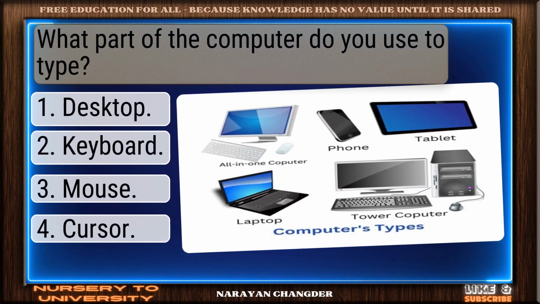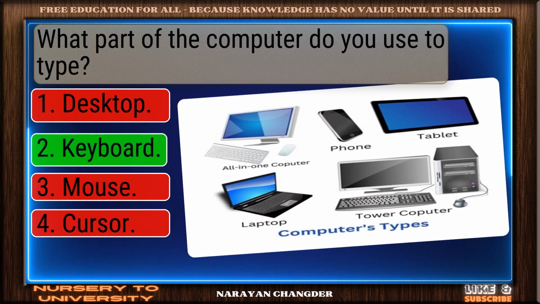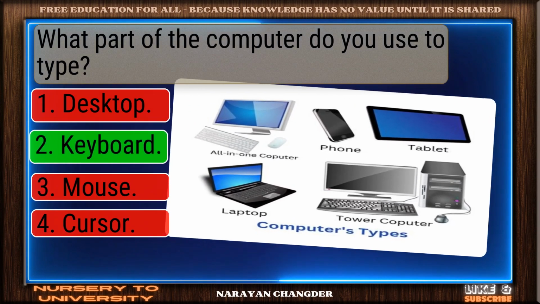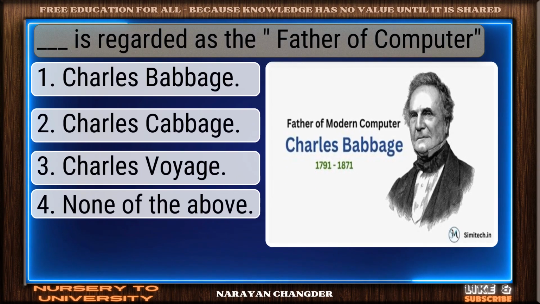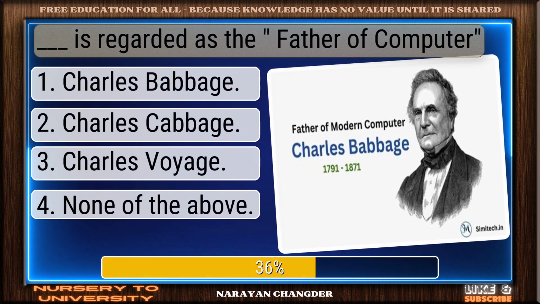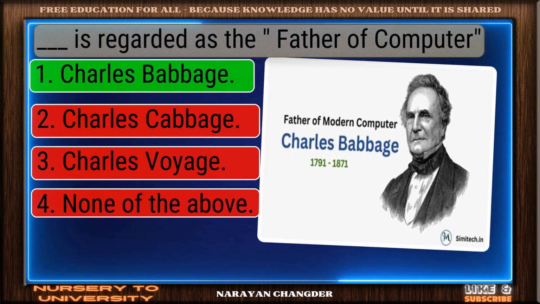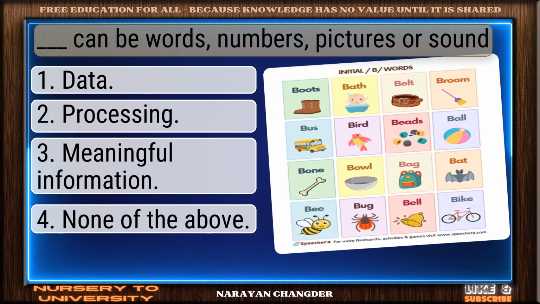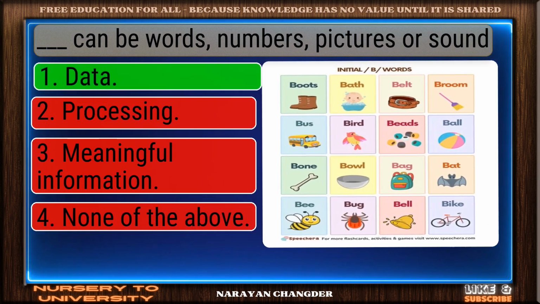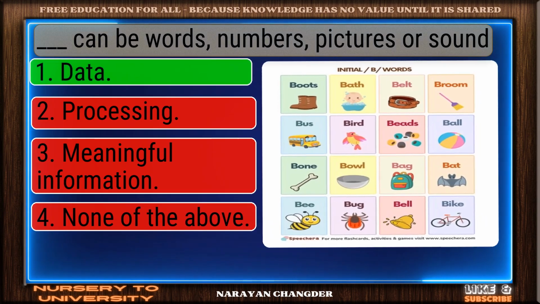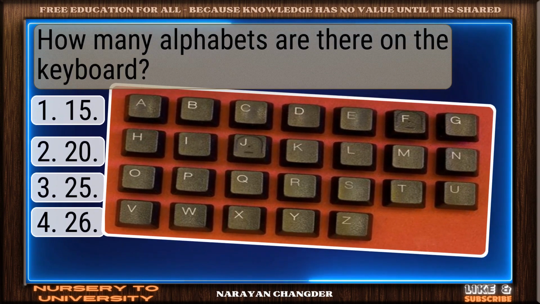What part of the computer do you use to type? Nice work. You chose keyboard and it is correct. Dash is regarded as the father of computer. Excellent. Charles Babbage is a brilliant choice. Dash can be words, numbers, pictures, or sound. Smart pick. Data is the correct choice. How many alphabets are there on the keyboard?